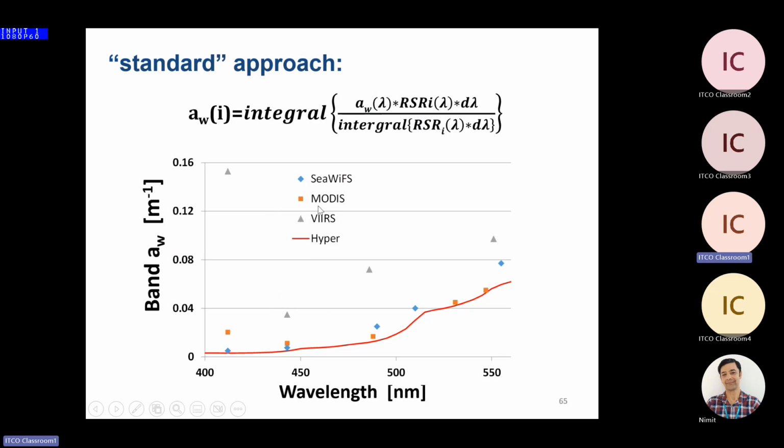As you can see, for MODIS, the band average a water is this. For WiFS, the band average a water is like this, these triangles. The reason is that WiFS has a narrow band of 10 nanometers, but it has this so-called out-of-band response. The out-of-band response goes all the way to 800, 900 nanometers, even for the 12 band. But at 800 or 700 nanometers, the a water number itself is very high. Putting this response function into the integral propagates this high number to the a water of band 1 of WiFS.